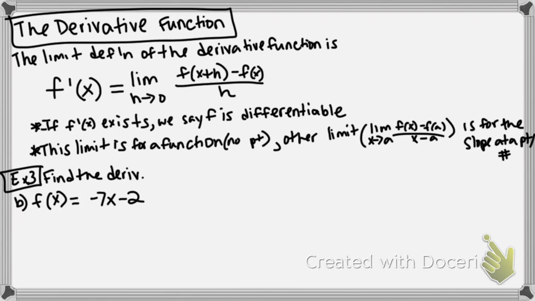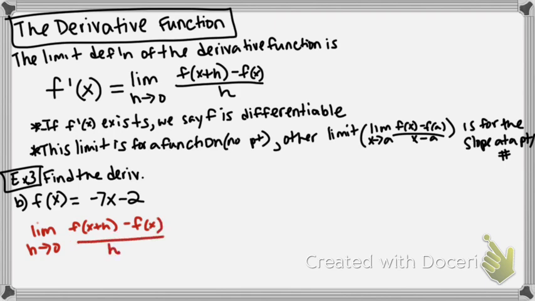Okay, so I want the derivative function, and remember, the derivative is the slope at any point. Any point along this function, I should be able to find the slope. Okay, now because I did not give you a point, we're going to use the h definition. So let's just go ahead and rewrite it. You're trying to memorize this as you go. Limit as h approaches 0, f of x plus h minus f of x all over h.